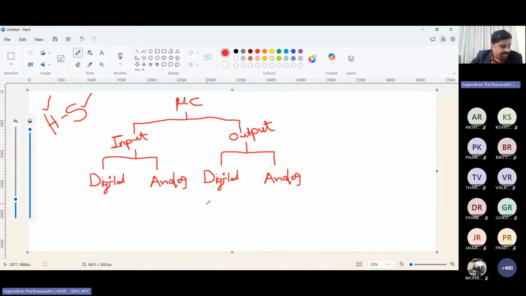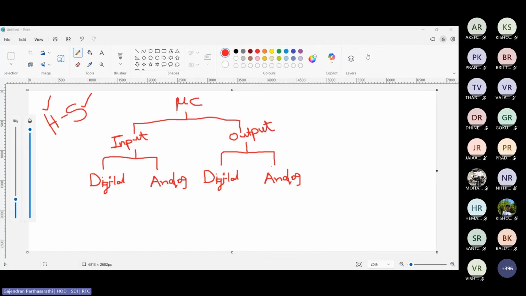Keyboard what? Please mention. If you give the answer, I can't understand whether you are speaking about digital or analog input. Keyboard is digital or analog? Digital switch, very good. Analog potentiometer, very excellent, Potheswaran. Correct answer. Digital keyboard, excellent. Keyboard is a digital input, very good.